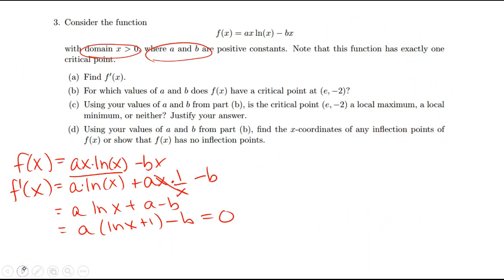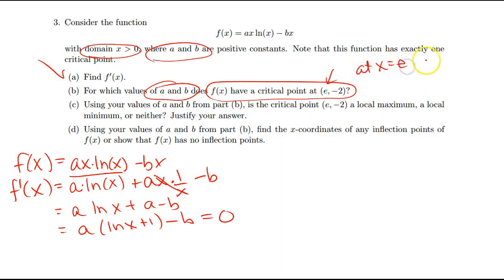Okay, let's go here. We had started in the last video to get the first derivative, which was a. Now it says, for what values of a and b does it have a critical point here? Well, that tells us a few things. That means at x equals e, the first derivative at e has to be 0, and the original function at e has to have a y value of negative 2. So we'll have 2 equations we can use.